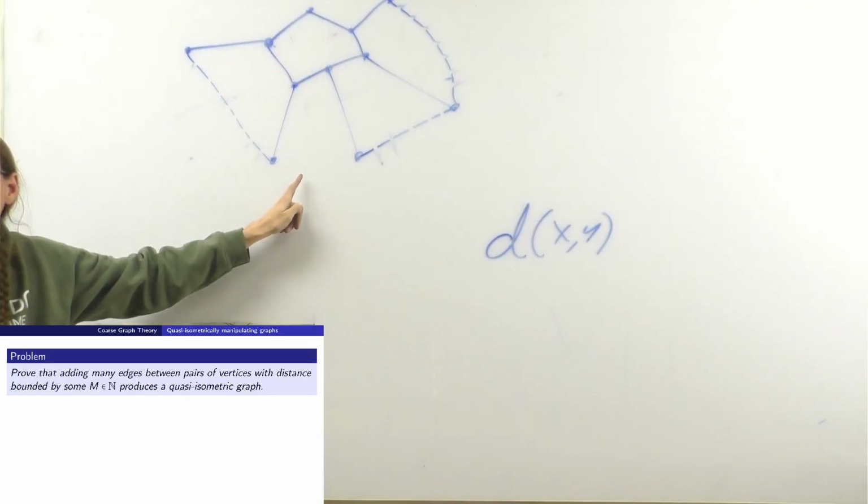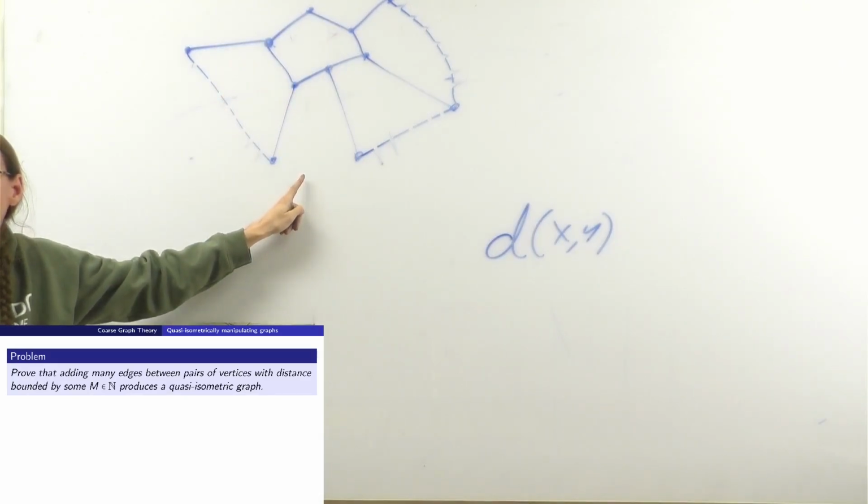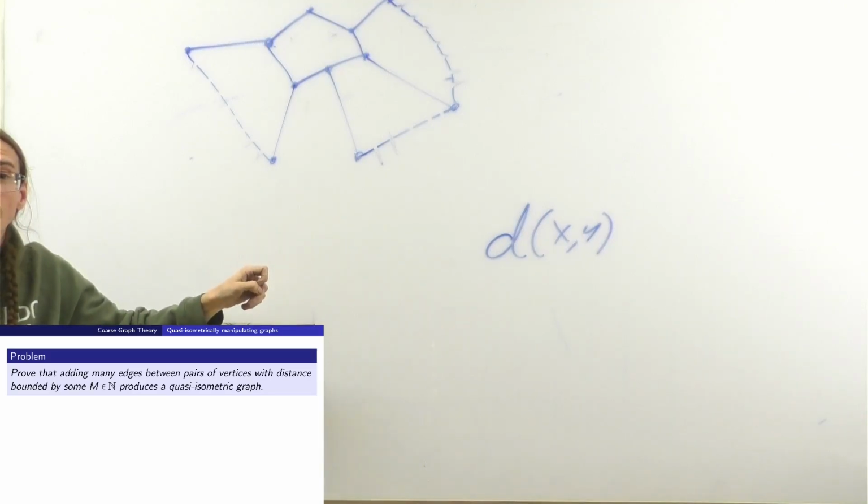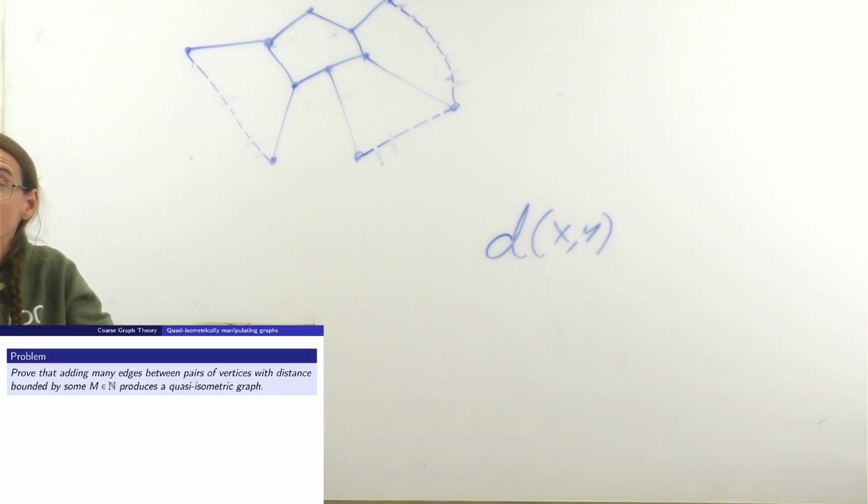I'm adding edges here. I'm not removing any edges. So the path that was there is still there. And my distance can't get any bigger than that. It can only go down from there. Okay, great. The other direction around.